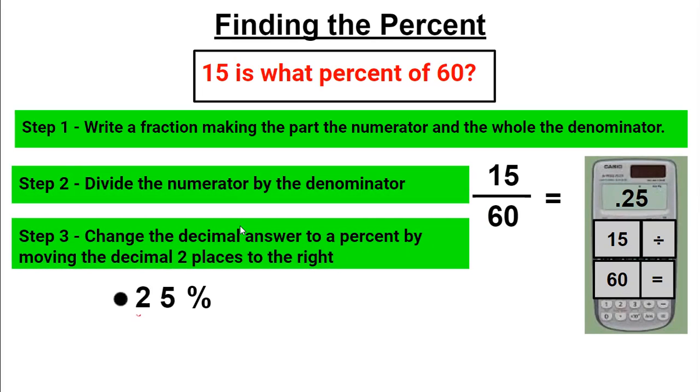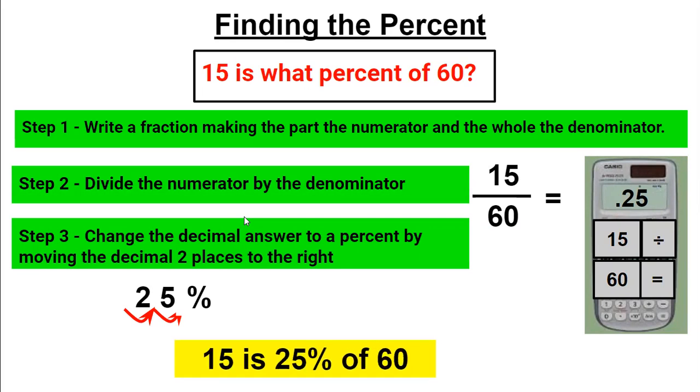There's my decimal point. Move it 2 to the right. And the decimal will go to the right there. You can't see it because the percent sign's there, and that's what you want anyways, the percent sign. 15 is 25% of 60.